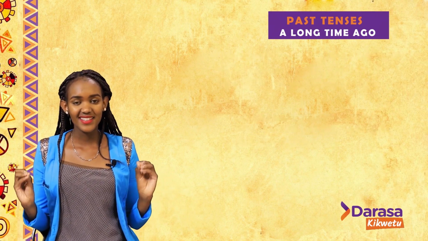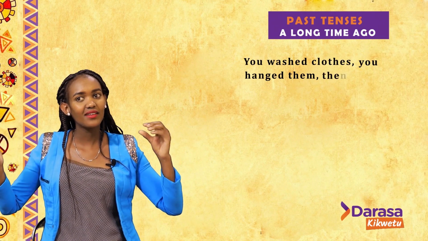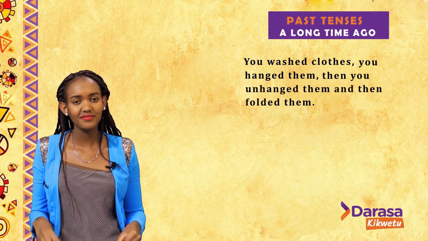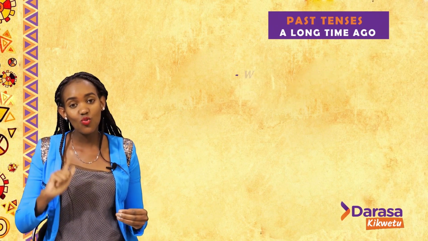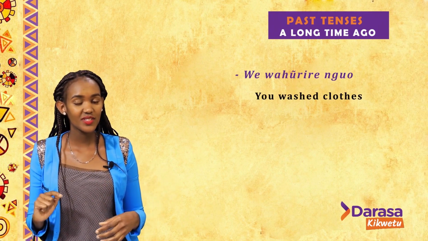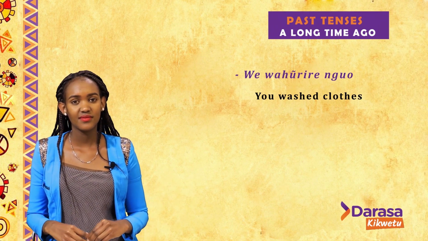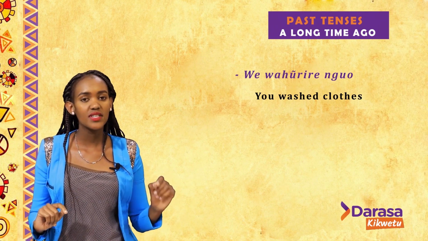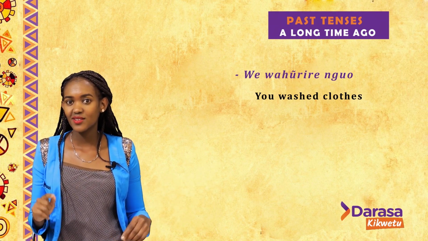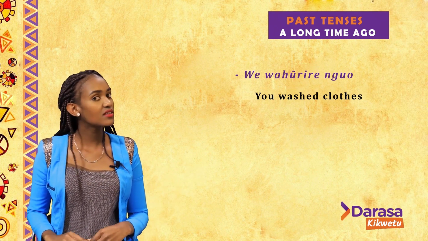Okay, now the second example was washing clothes, hanging them, unhanging them, and then folding them. So the first statement was where wahurire nguo, or you washed clothes. So we will say where wahurire nguo, you washed clothes.